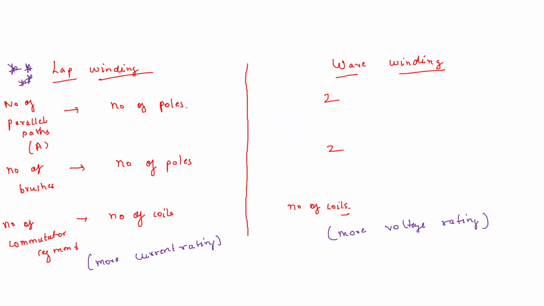Now we will see about the number of coils. So in some questions, the number of coils will be given to you, and then it will be asked what is the number of conductors. Okay, so you see in a single turn coil, there are two conductors.